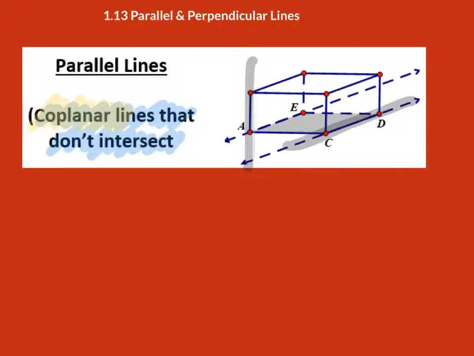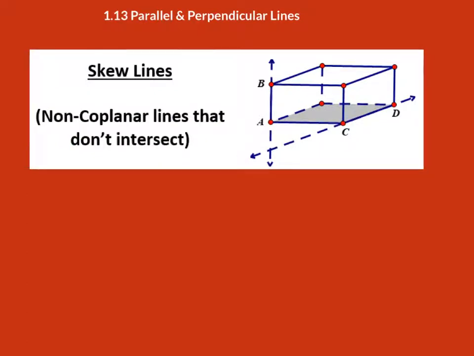Now, in theory, those are parallel if you just said lines that never intersect, but we need to fix it so they have to be in the same plane. Those lines actually have probably a new term for you called skew lines. Those are lines that never intersect but aren't in the same plane. This one running up and down is not in the same plane as the one going back and forth. They will never physically intersect.